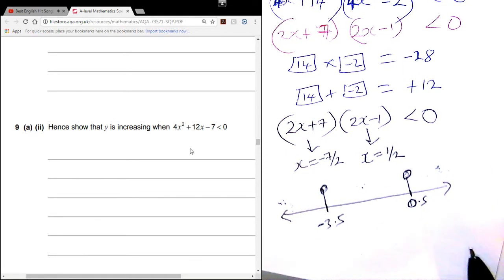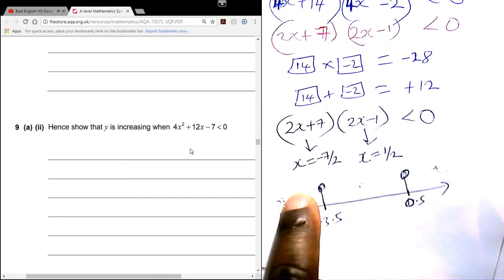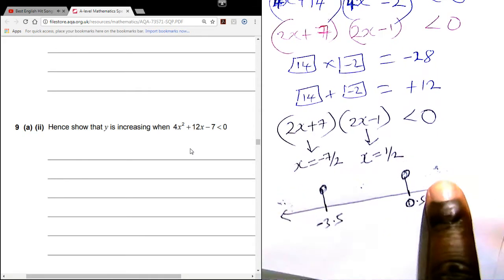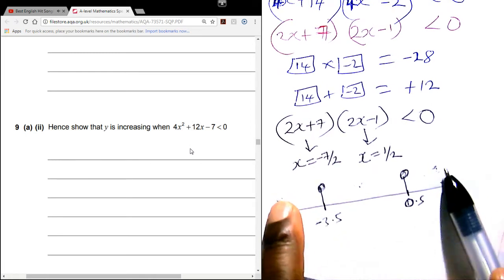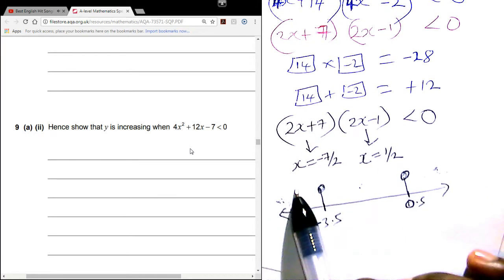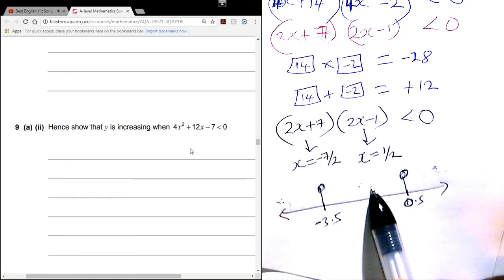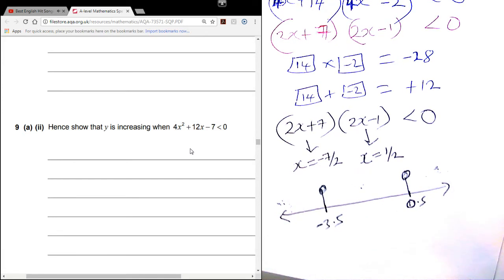If you choose to test in this region, if this region should pass the test, then it means that that region would also pass the test because they are twins, okay? And if these two regions have to pass, this middle region would have to fail the test. All right, enough of the talking, let's do it.